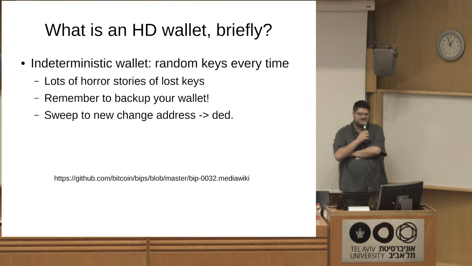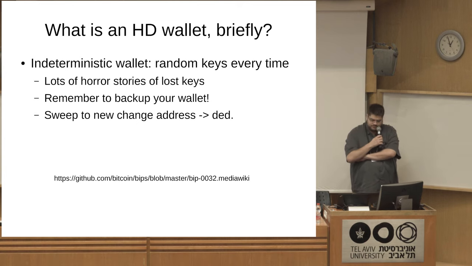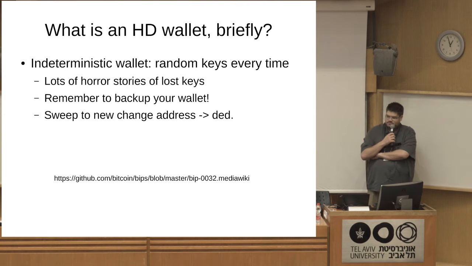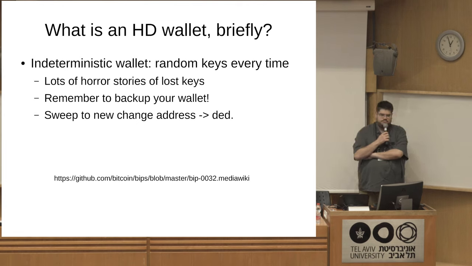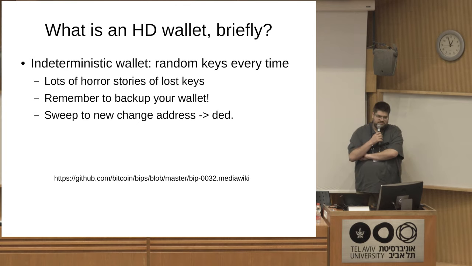So what is a hierarchical deterministic wallet? Well, let's start with the thing that it's not. In the very beginning of Bitcoin, the idea of a wallet was that you would randomly generate new keys to make new addresses, and then these would be stored in the wallet file. And then as soon as you lose the wallet file, you lose all of your money. Or if you forget to back up your wallet file, you lose all of your money. So you had to remember to back up your wallet file every time you generated a new address, which was a huge burden. It was just not intuitive, so people didn't really understand that or get it.